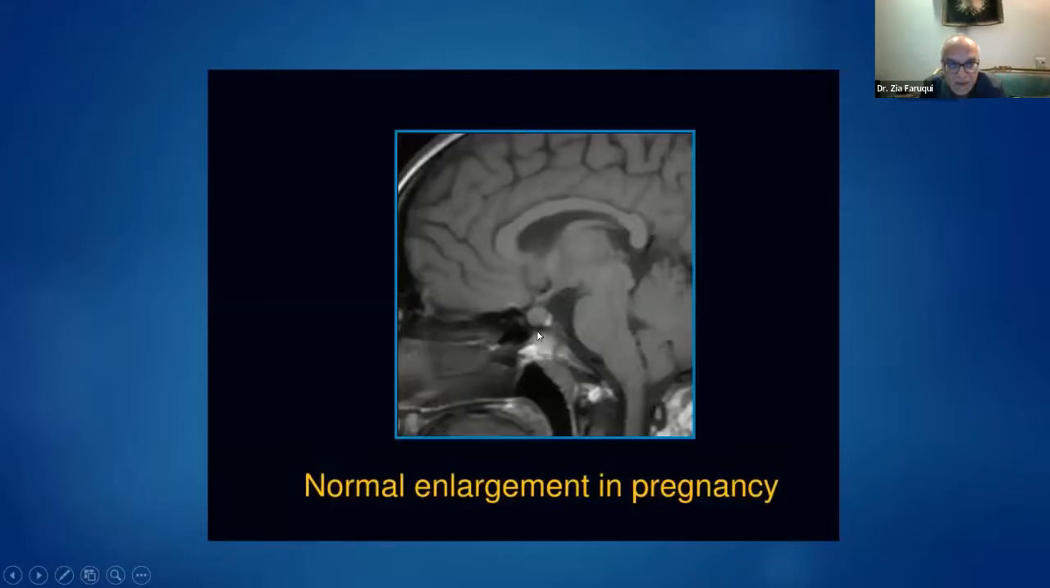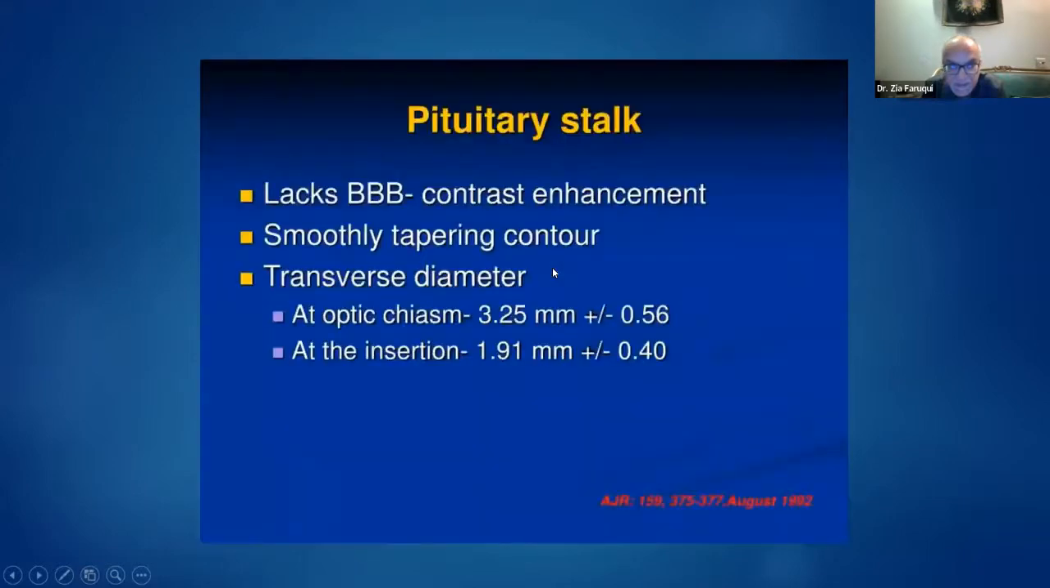So this is a normal gland. Again, you can see the high signal from the posterior pituitary gland, and this has an upper convex margin, but this is acceptable postpartum. Sometimes it can be an indirect sign of a pituitary microadenoma.